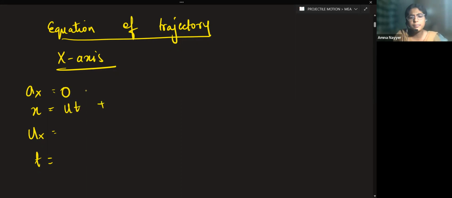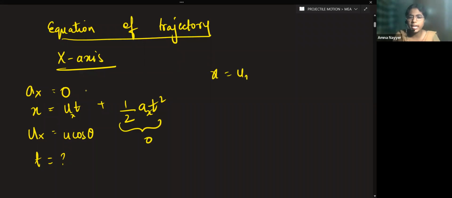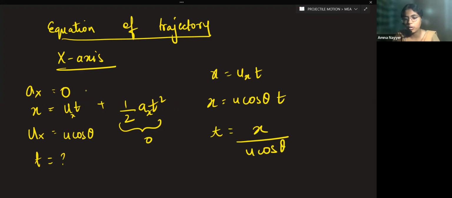For displacement, the equation ut plus half at square we can use. So this will be ux t plus half ax t square. Ux we have just resolved, this is u cos theta. So time will be what? If you have to find time, it can directly be found from this equation. Acceleration is 0, it means this term will be 0. So x will be equal to directly ux t. From here, ux is u cos theta into t. Time we have, this will be x divided by u cos theta. So along the x-axis we have solved.